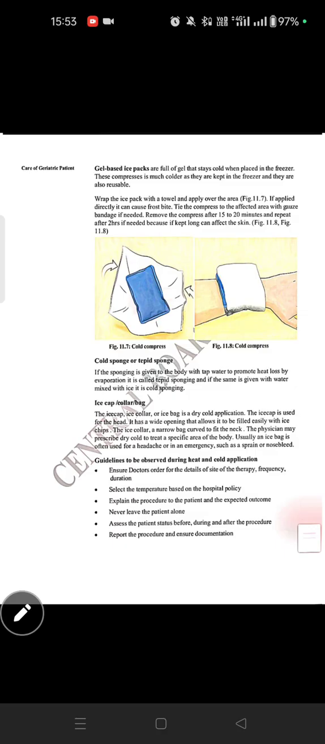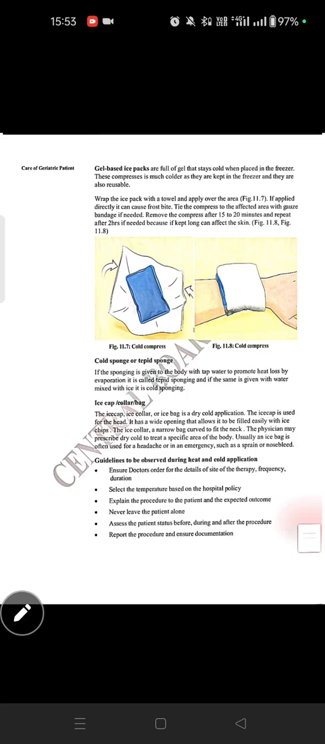Then cold sponge or tepid sponge. Cold sponge means, if a patient has a high fever, we give the tepid sponge. We can keep it at the axilla, groin region and so on. We can give ice pads, then the temperature will be reduced. Then ice cap and ice collar. Ice cap and ice collar we can give for the head, mainly for any neck injury or headache. At that time we can use this.